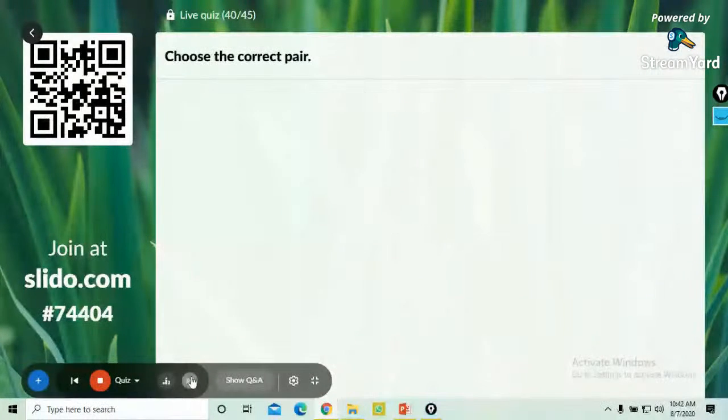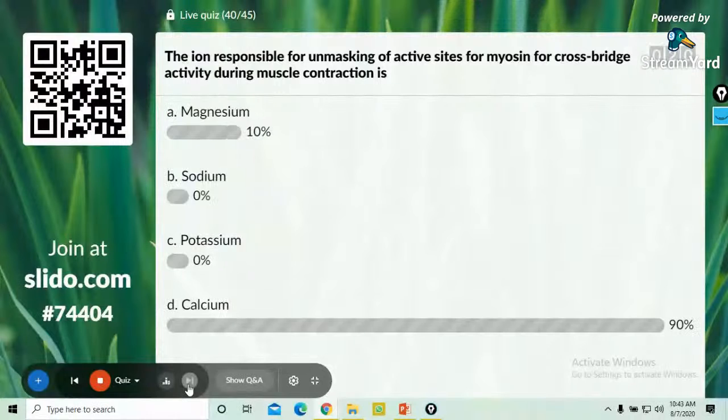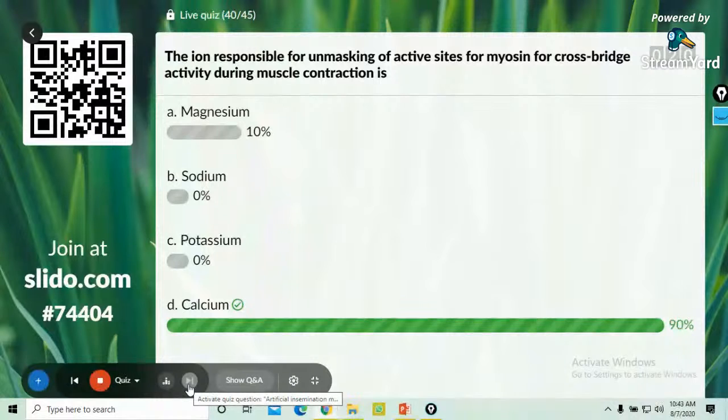40th question. Five more questions remaining. The ion responsible for unmasking the active site for myosin for cross-bridge activity during muscle contraction is magnesium, sodium, potassium, or calcium. Absolutely, calcium is the correct answer. Five more questions remaining.